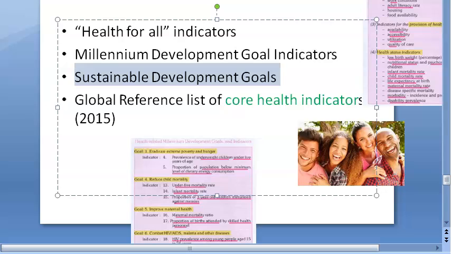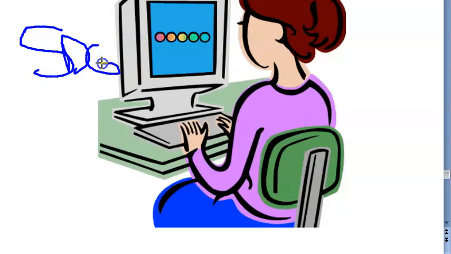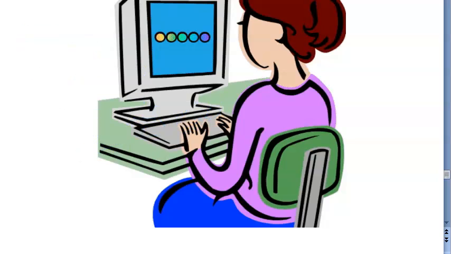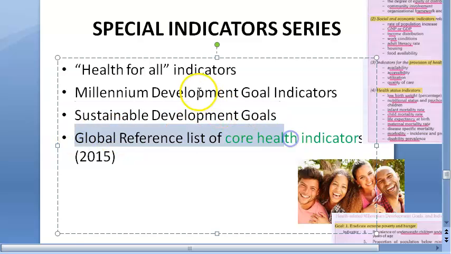Then you have the Sustainable Development Goals, guys. So by 2030, reduce global maternal mortality to less than 70 per 1 lakh live births. End preventable deaths. Neonatal mortality should reduce to as low as 12 per 1,000 live births. End the epidemic of AIDS, reduce one third premature mortality. So many things they want to do, guys. There are more on this. Please look at the textbook for that. It is also a special indicator of health. Remember that.